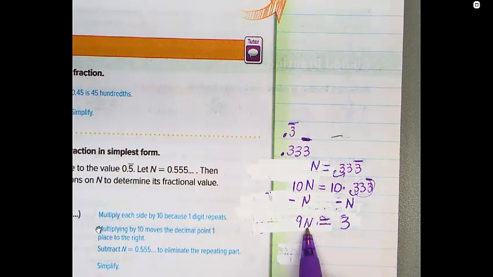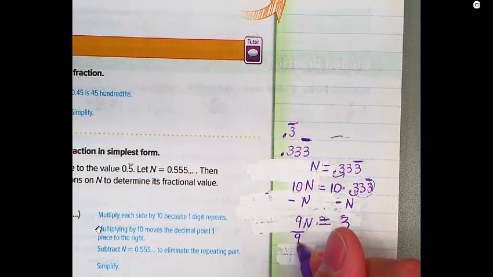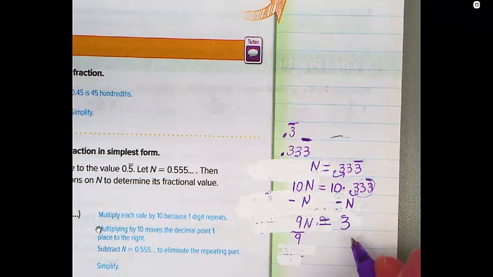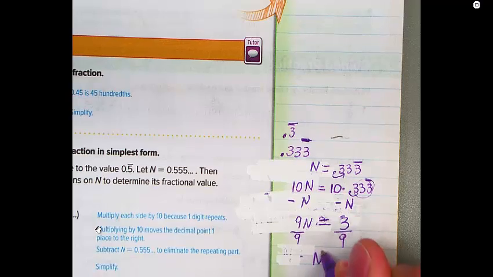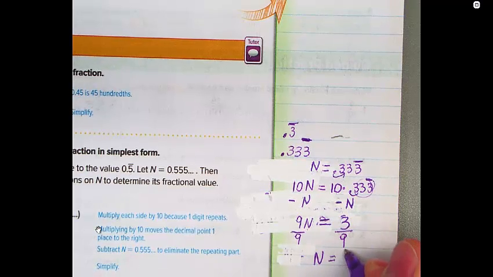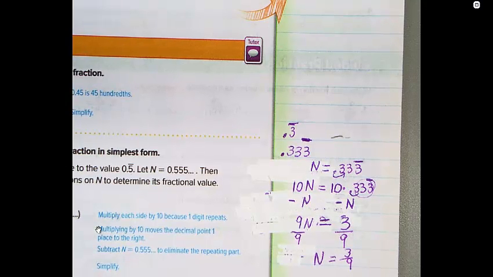Well, if I want to get n by itself, if you remember from last year when you did one-step equations, this means 9 times n. Well, how do you undo multiplying? You divide. So I divide by 9, and what you do to one side, you must do to the other. So I divide by 9. So I have n equals 3 over 9. And I now have my fraction.